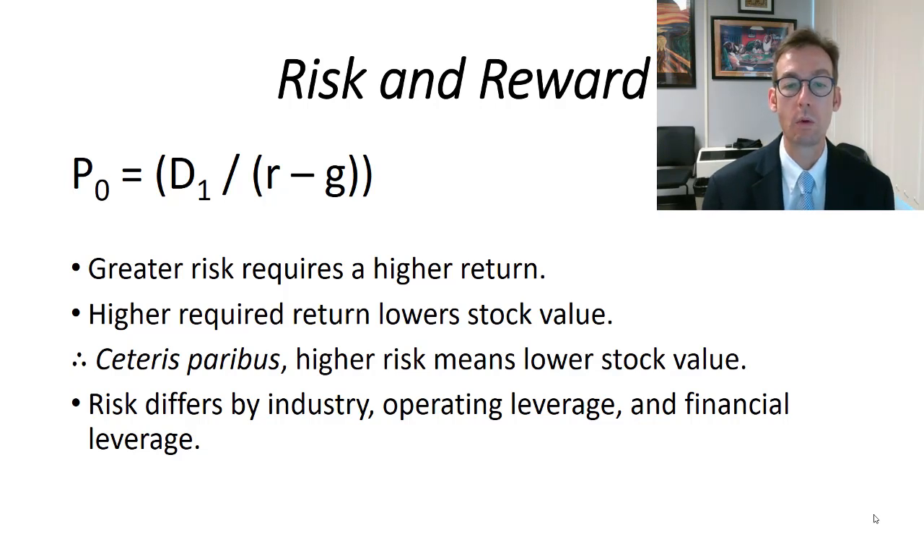Now let's talk about required return. We know that the greater risk you take, the more reward you demand. And that's what that little r stands for: return, and that is your reward for taking risk. And so we can see that a bigger R, representing a bigger risk, would reduce stock price because we're dividing by that. And as you divide by a bigger number, you get a smaller number. So all else equal, higher risk means a lower stock value.